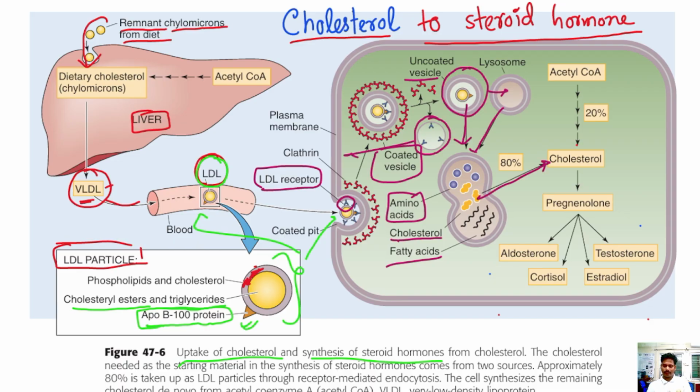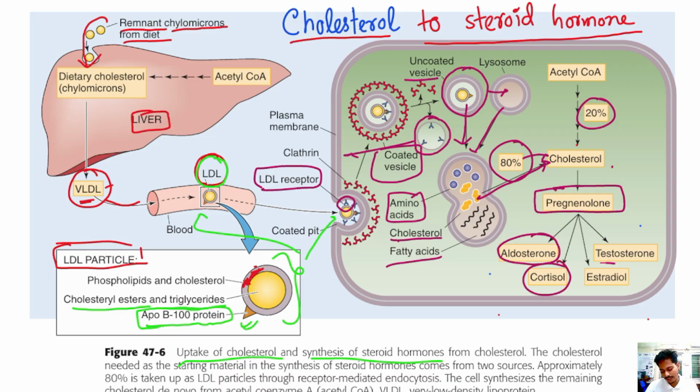In this cholesterol, acetyl-CoA to cholesterol is 20%, while 80% is dietary cholesterol, and that forms pregnenolone. From pregnenolone, four hormones are formed: aldosterone, cortisol, estradiol and testosterone. Different kinds of cells can produce testosterone, and their structures are somewhat similar. A few groups are different, and then their function will be different.